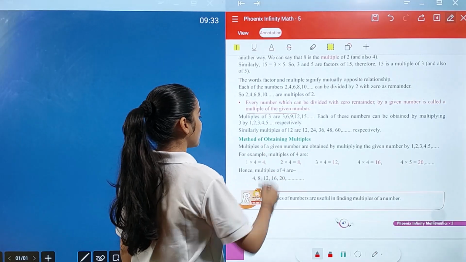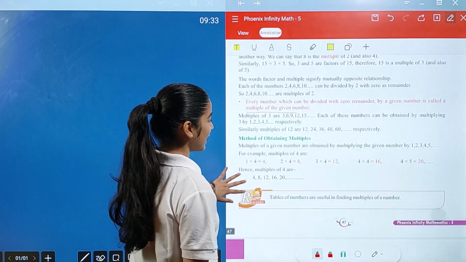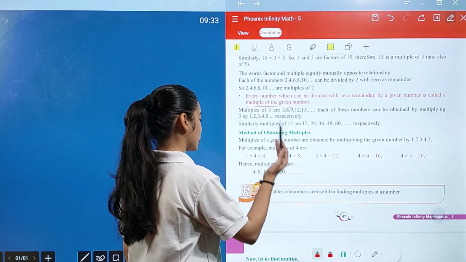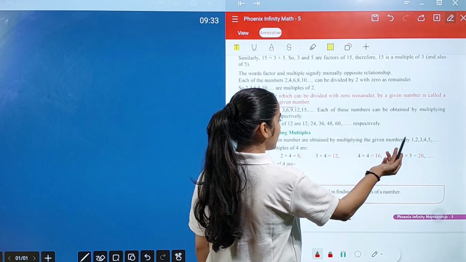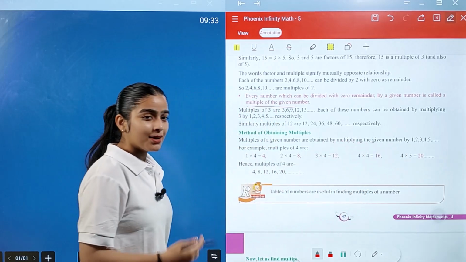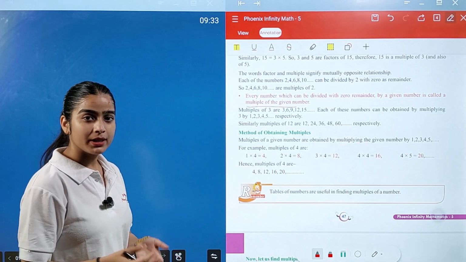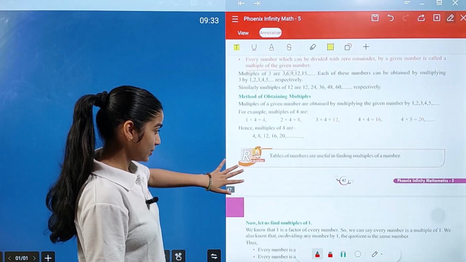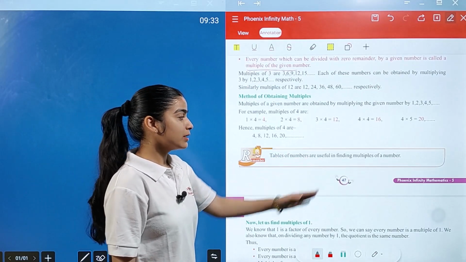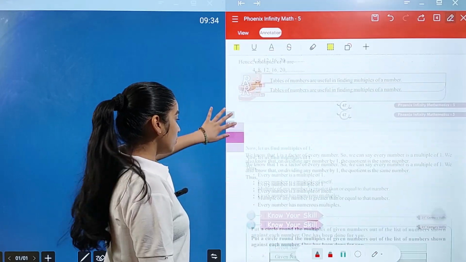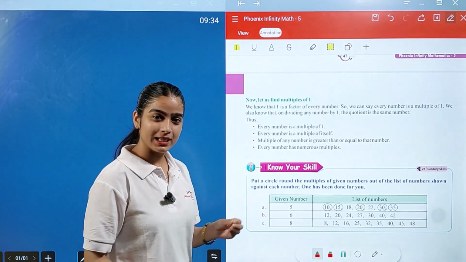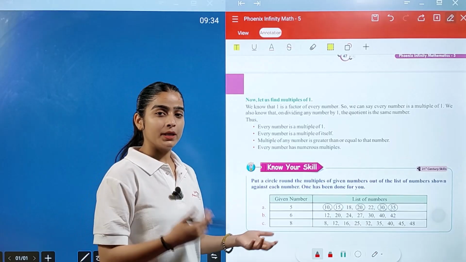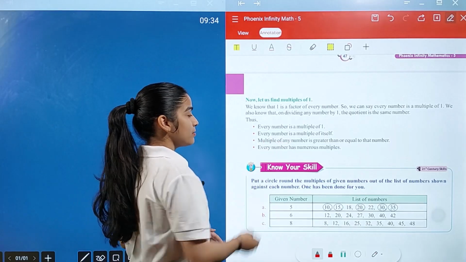Now, the method of obtaining multiples: you can simply multiply any number with the particular number. Multiples of a given number are obtained by multiplying the given number by 1, 2, 3, 5. Any number you can multiply with the given number, that is a multiple of that number. Tables of numbers are useful in finding multiples of a number. Now let us find multiples of 1. You can multiply 1 with any number, and those numbers are multiples of 1. Every number is a multiple of 1.